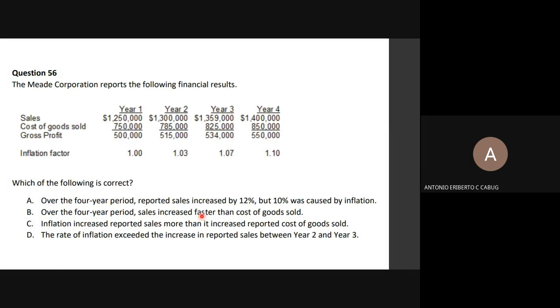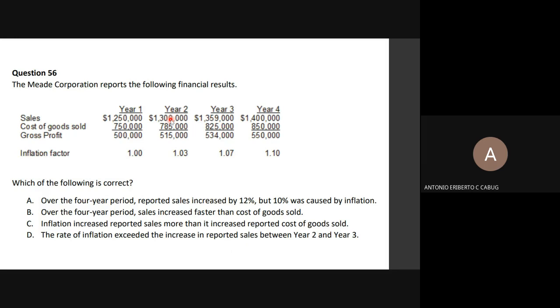Game. The inflation factor, that is the CPI, no? The price levels. Enter your answers, everyone. Which of the following is correct? A. Letter A is wrong if you calculate the inflation rate for year 2 and year 3. Okay? It did not exceed the increase of sales from year 2 to year 3.